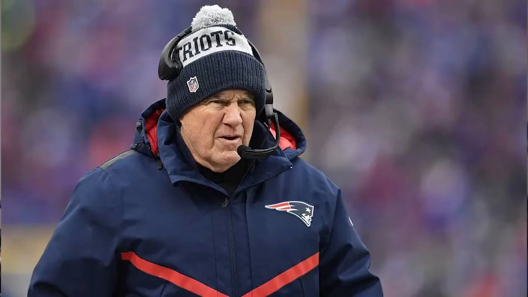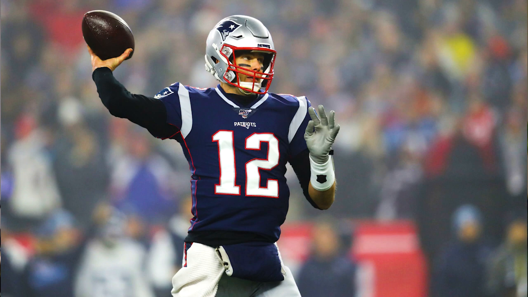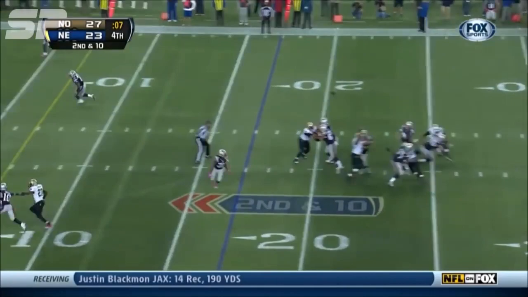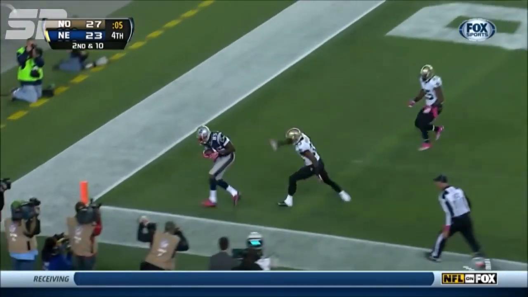I am not a New England Patriots fan, but I admire the fact that they had a system that worked for them for many years. Across 20 years, Bill Belichick, the head coach, and quarterback Tom Brady ran what is called a flair control offense that led them to 6 Super Bowls.